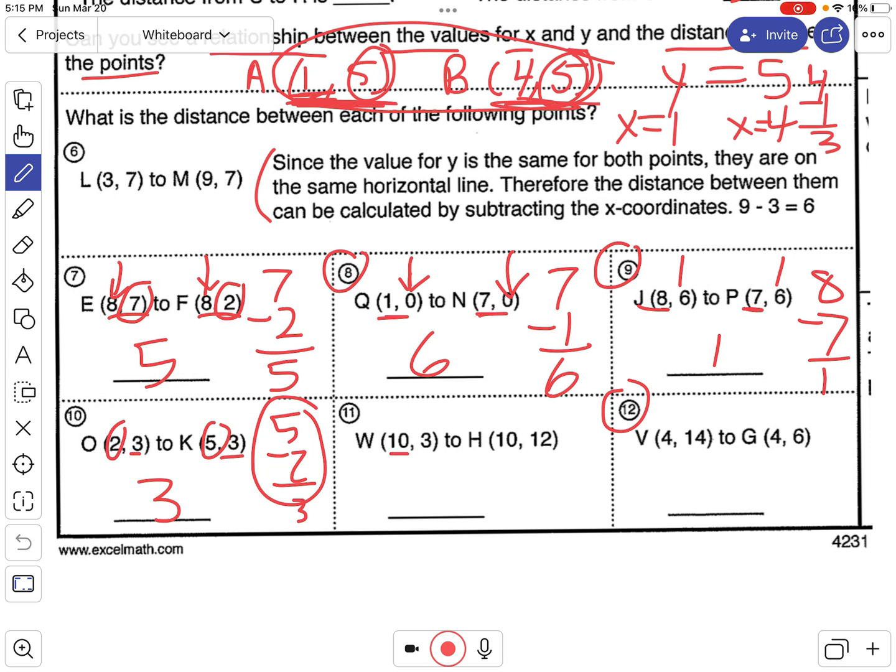On number 11, the X is the same, 10 and 10. So we'll subtract the Y's, 12 minus 3, which is 9. And on number 12, the X's are the same, and the Y's are different, which is 14 and 6. 14 minus 6 is 8.